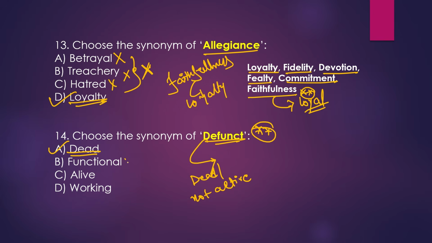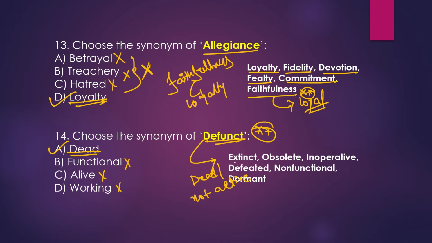Okay, look, functioning, alive, and working, these all suggest that something is active. That's why functioning, alive, and working are the antonyms in meaning. So we have to eliminate them. Now look at the extra synonyms. Extra synonyms like existing, obsolete, inoperative, defeated, non-functional, and dormant. So the word dormant means something which is dead, something which is not active.